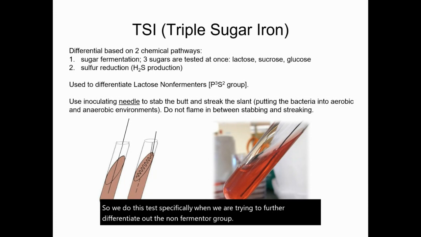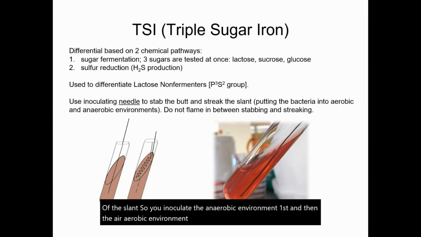And to do this media, we do a stab and streak inoculation. So we use an inoculating needle, get bacteria on the end of that needle, and then we stab the needle into the bottom of the tube, which we refer to as the butt of the tube, and that is the anaerobic environment. And then as the needle is pulled out of the butt region, we then streak the surface of the slant. So you inoculate the anaerobic environment first and then the aerobic environment.